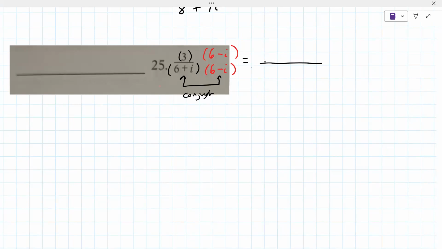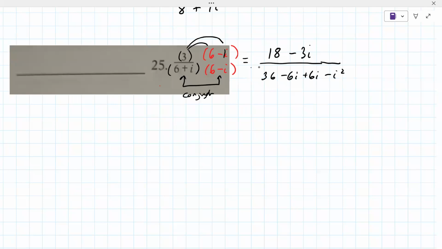I want you to distribute the 3 to both on the top for me, please. Tell me what that becomes. This would be 18 and then 18i. You're multiplying both, though. There's really a 1 in front of the i. Okay, 18 minus 3i. Now on the bottom here, I'll FOIL. 36 minus 6i plus 6i minus i squared.